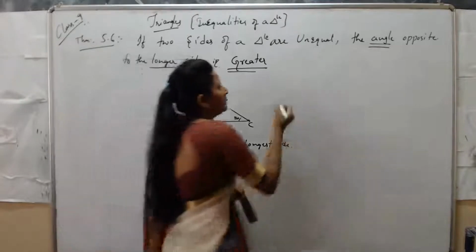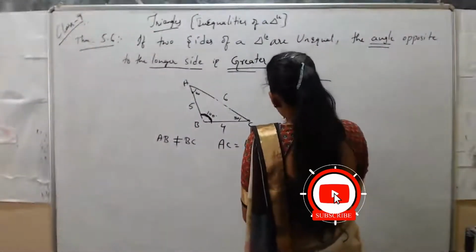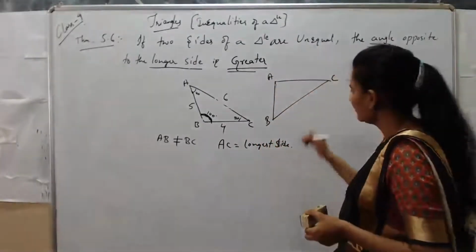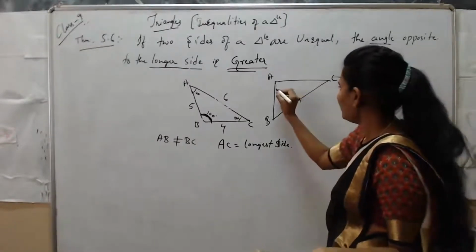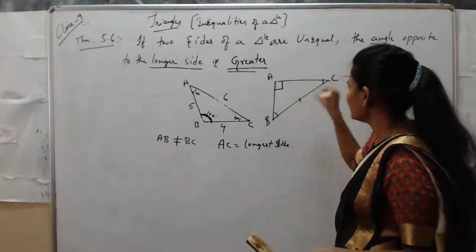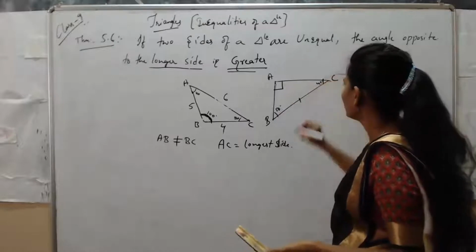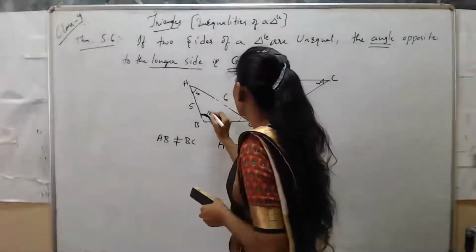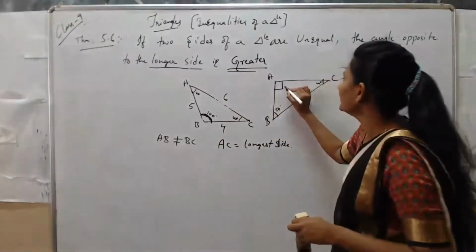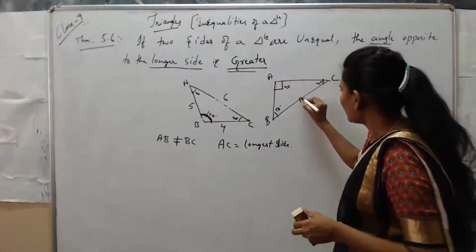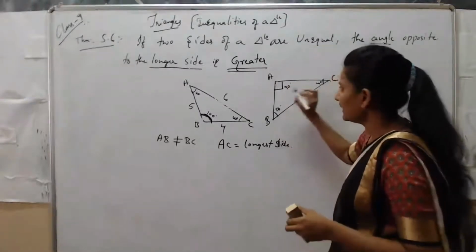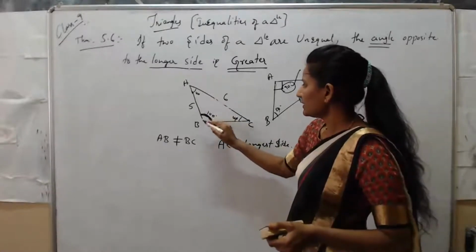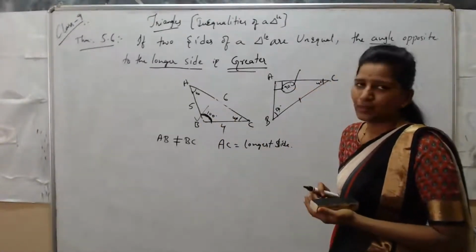Suppose I am writing a triangle like this, A, B, C. Which is the longest side here? BC is the longest side. Which is the greater angle? Obviously this angle, which is the 90-degree angle. The other two angles are 50 and 40, so the sum is 180. The angle opposite to the longest side will be the greater angle. Here 50, 40, 90. Which is the greatest one? 90 is the greatest one. Here 40, 40, 100. B is the greatest one. This is what theorem 5.6 says.